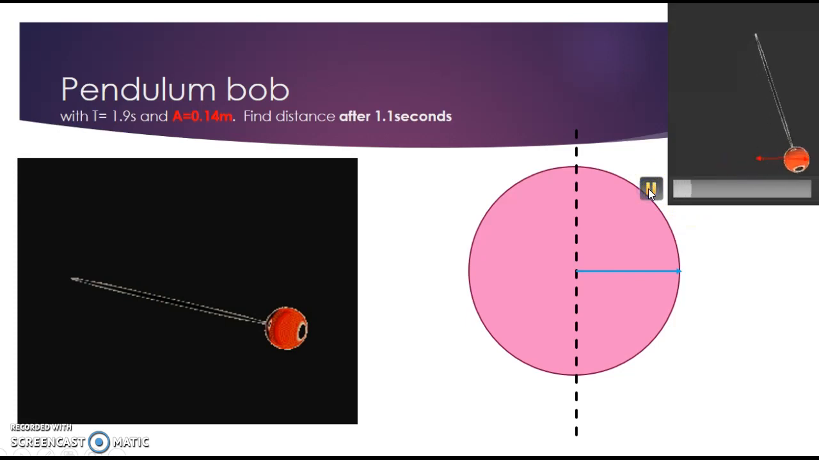There's a pendulum swinging, and what the question says is that the period of the pendulum is 1.9 seconds. So remember that if the pendulum starts at equilibrium, swings all the way to the right, back to the left and back to the middle to the equilibrium position, that is one cycle. So that's the period of 1.9 seconds.